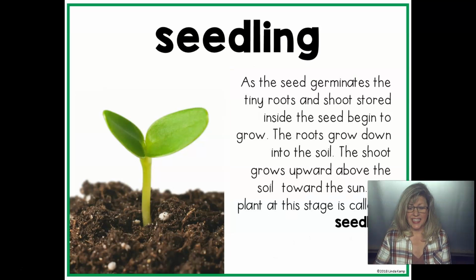Seedling. As the seed germinates, the tiny roots and shoot stored inside the seed begin to grow. The roots grow down into the soil. The shoot grows upward above the soil toward the sun. The plant at this stage is called a seedling.